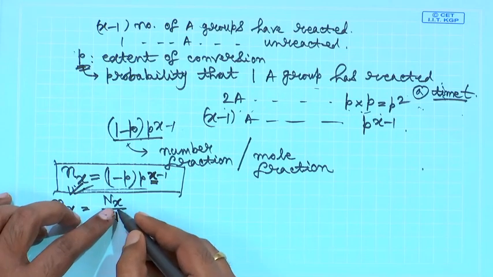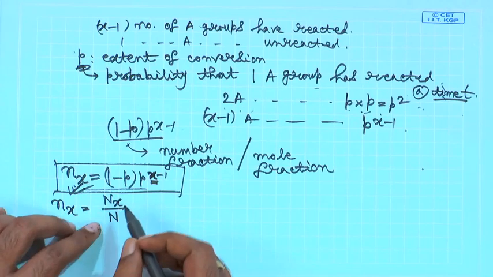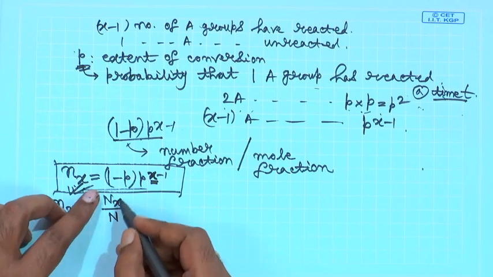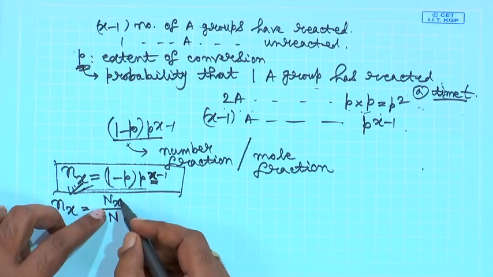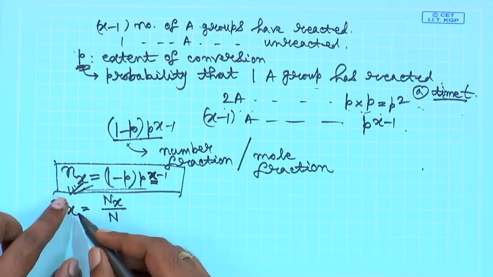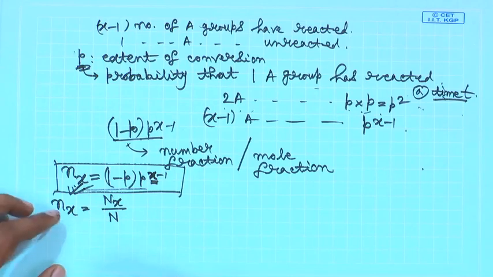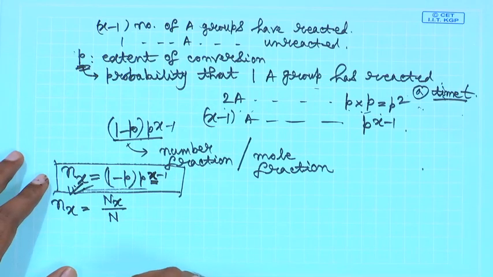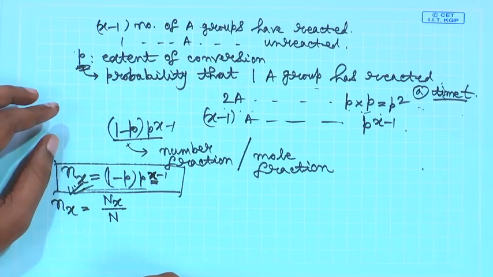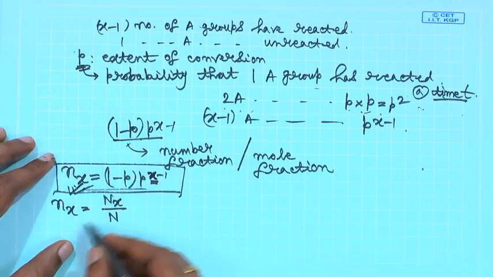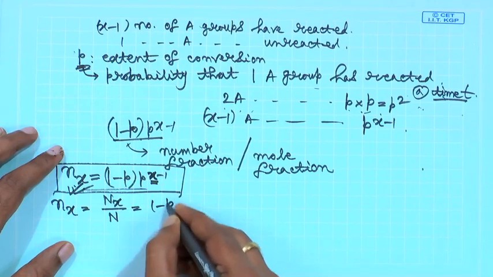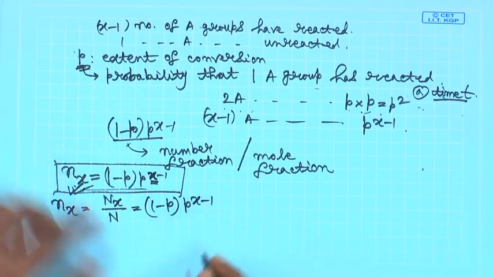Capital N contains all the polymer molecules which have different numbers of structural units. Capital N x, because x is a subscript, tells you that this is the number of polymer molecules which have x number of structural units. So, this ratio will give you the mole fraction or number fraction of polymer molecules with x number of structural units. So, that is equal to (1 minus p) into p to the power x minus 1.